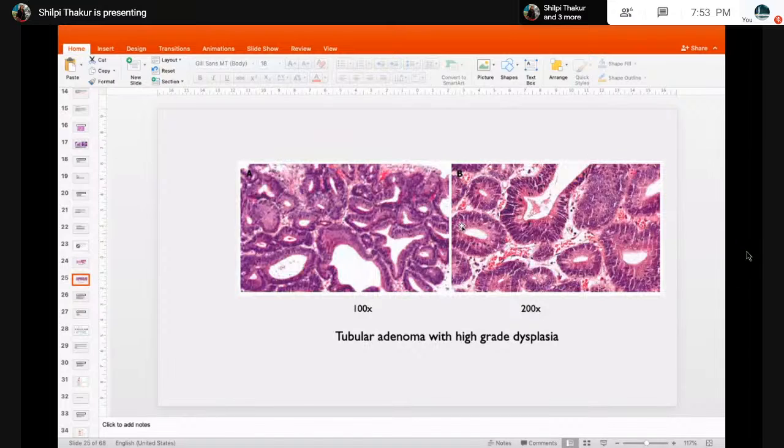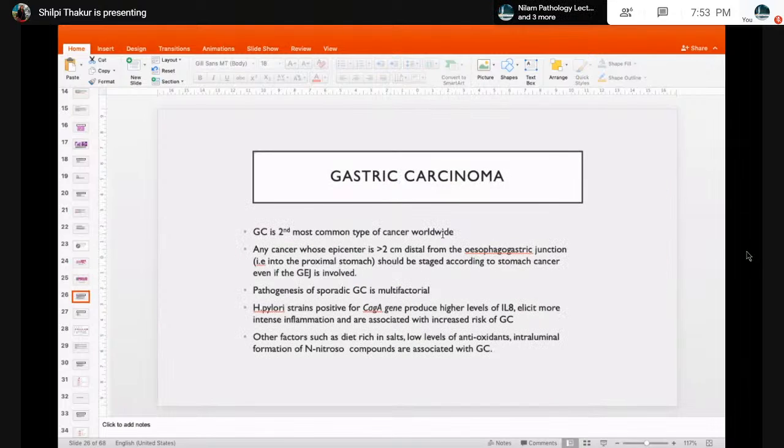Now this is another picture which is showing high grade dysplasia. Here we can see high mitotic figures and also fused, back to back placement and crowding of the glands. Along with that, there is nuclear stratification, with elongated nuclei, and they are very bad looking. So this is an example of a tubular adenoma with high grade dysplasia.